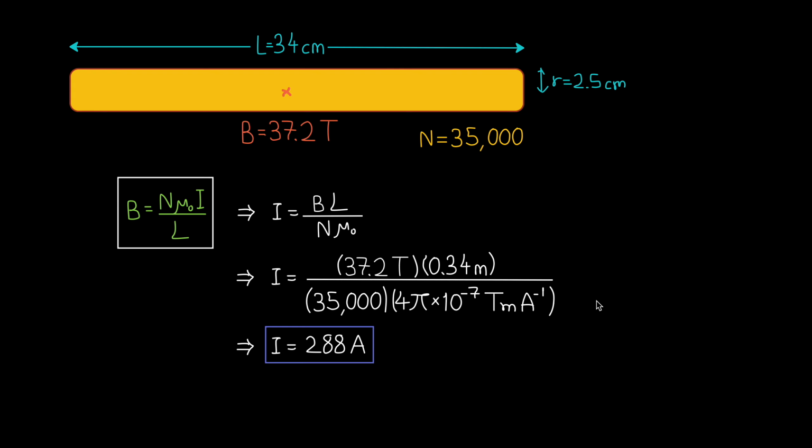Now, rearranging our formula, we get I equals B times L divided by N times μ0. When we substitute the numerical values, we get a current equal to 288 amps, keeping three significant figures.